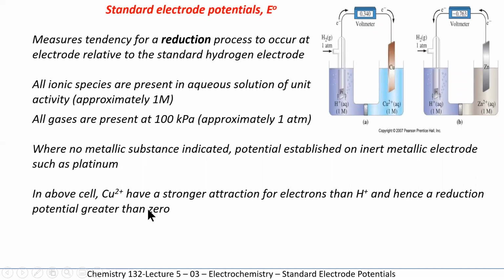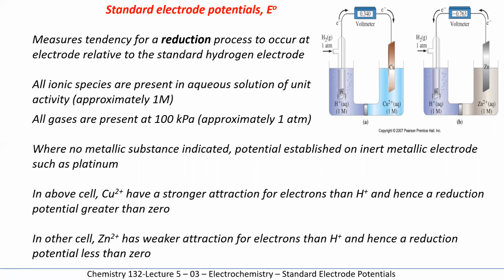As I've mentioned previously, the copper ions have a stronger attraction for the electrons, so the electrons flow from the standard half cell to the copper. And the zinc metal on the other side has a weaker pull on electrons, so the electrons flow from the zinc to the standard hydrogen half cell.